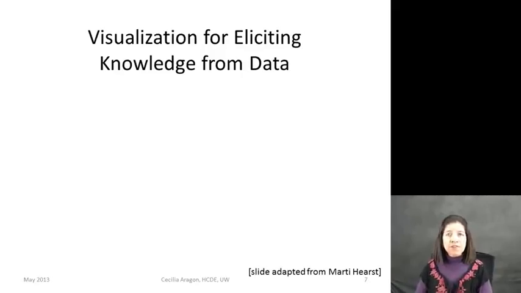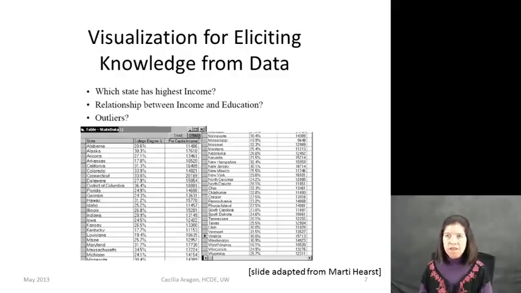So maybe the first use of visualization historically was for eliciting knowledge from data. Let's suppose you have a table of numbers. We'll start with a relatively small table with only 50 rows, one for each state in the Union, 3 columns in each row: the name of the state, the percentage of college graduates in that state, and the per capita income. So you might have questions about this data, such as which state has the highest income?